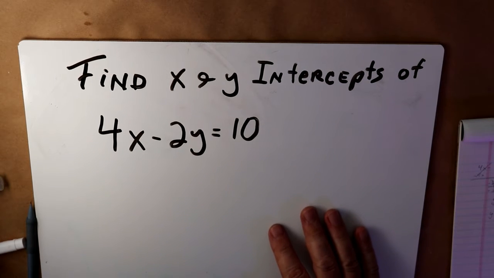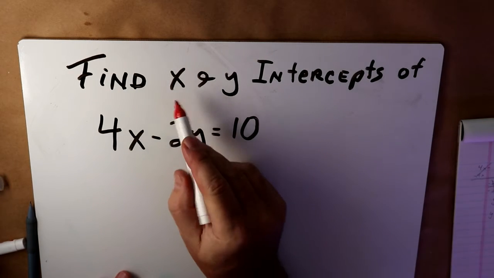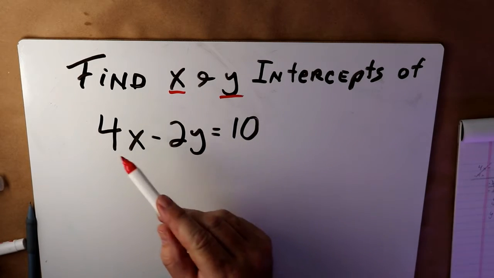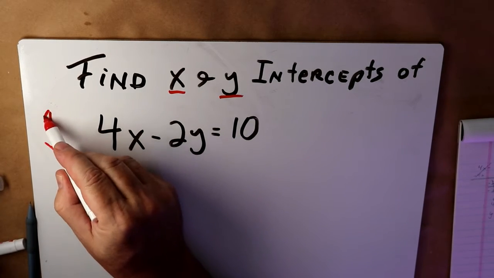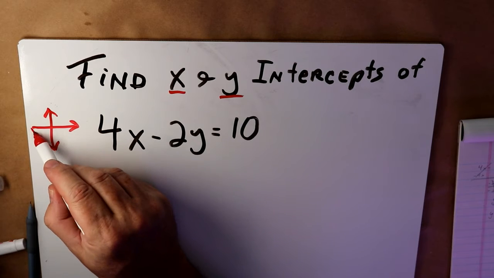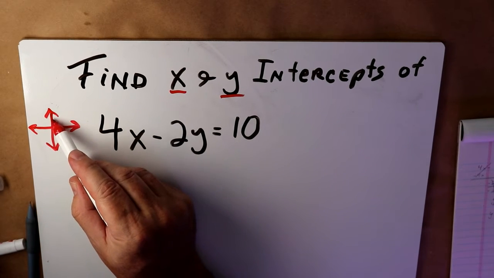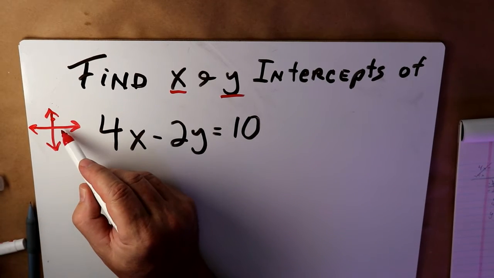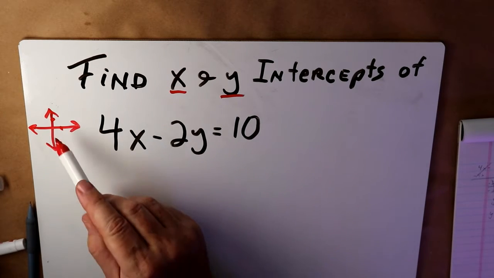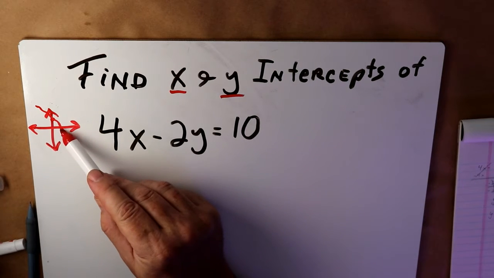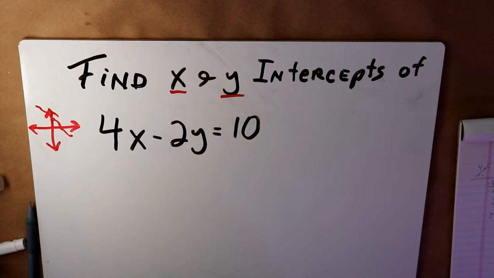For this video, we're going to look at x and y intercepts. What x and y intercepts are is we're finding the point where the line passes through your y-axis and then your x-axis. So if this was the line, it would cross there and there.